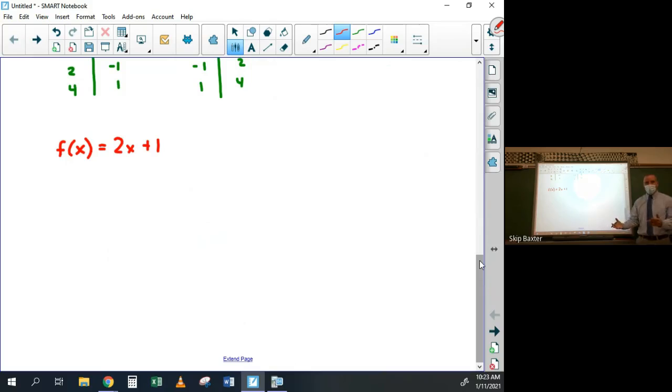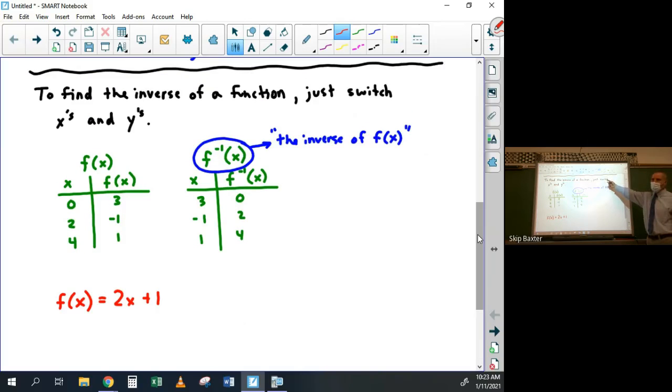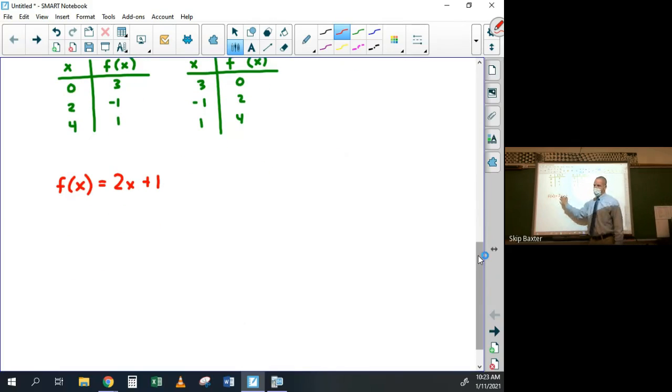Okay, so here's the process. You're still going to switch x's and y's. That's still what you're going to do, switch x's and y's. Now, in a situation like this, there aren't any y's, but there kind of are, because f of x is really just another way of writing y, right? So this is really the same thing as y equals 2x plus 1.